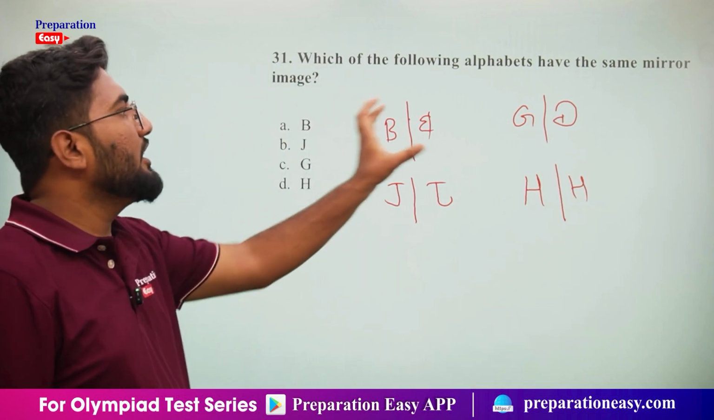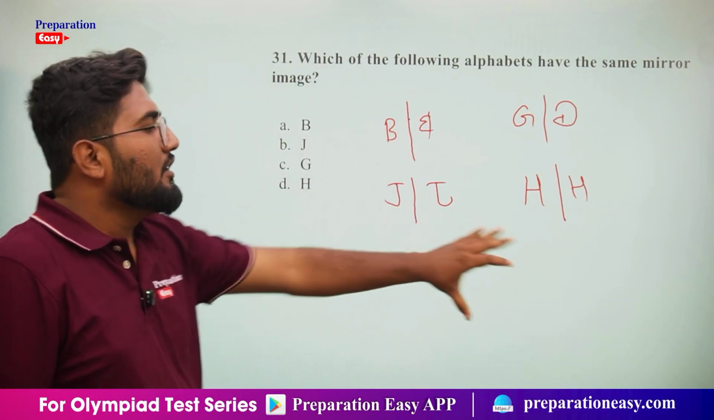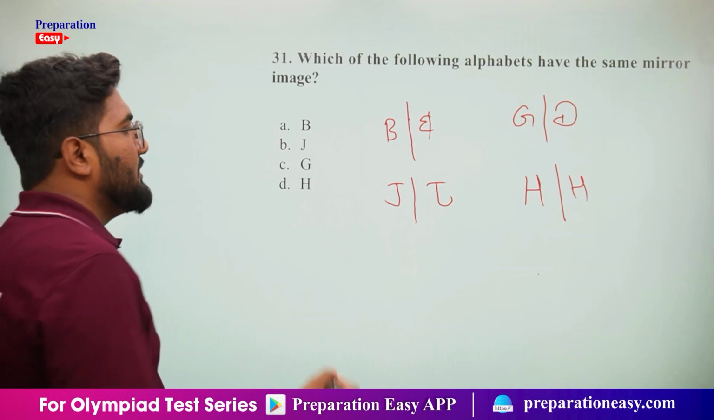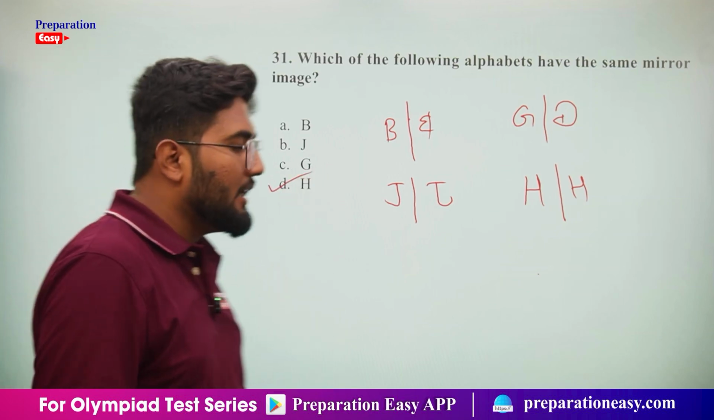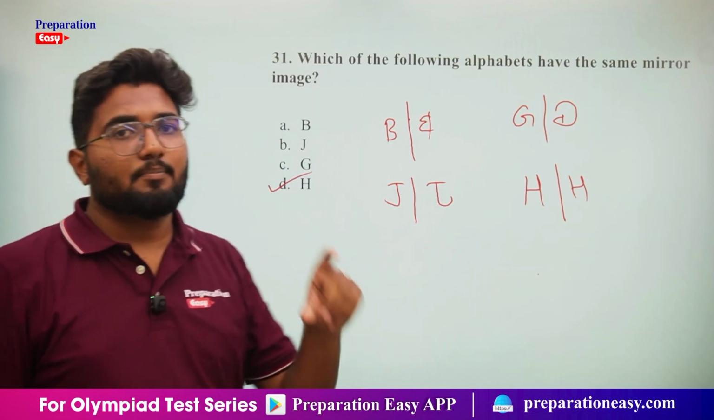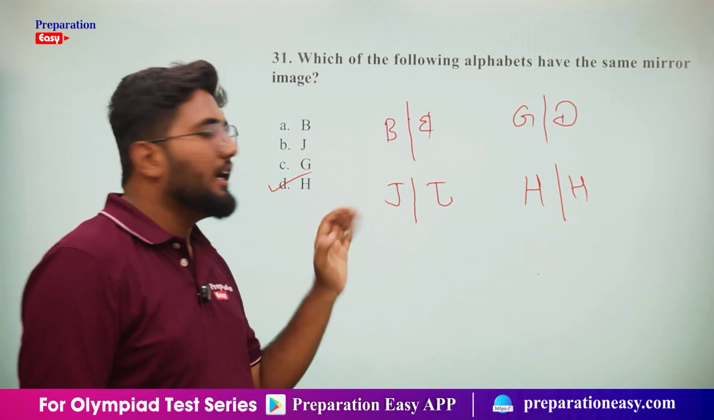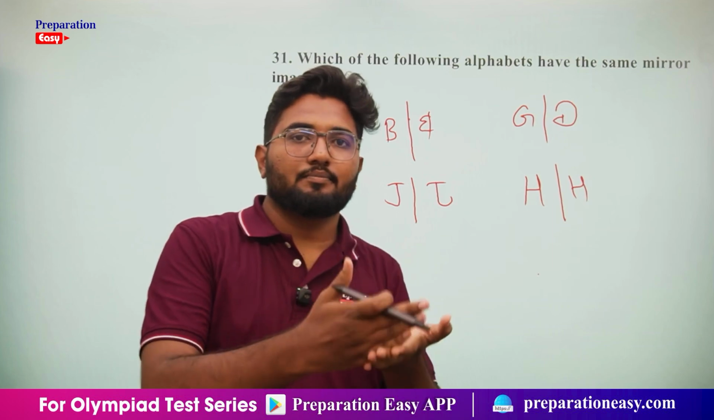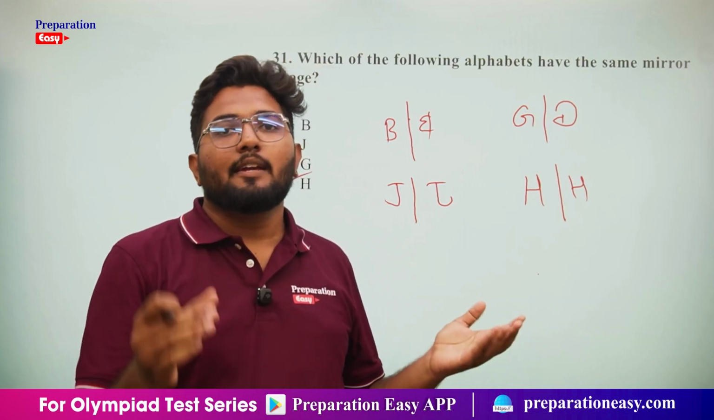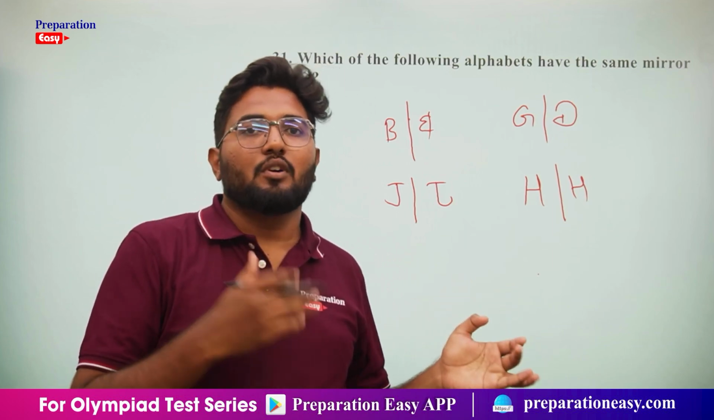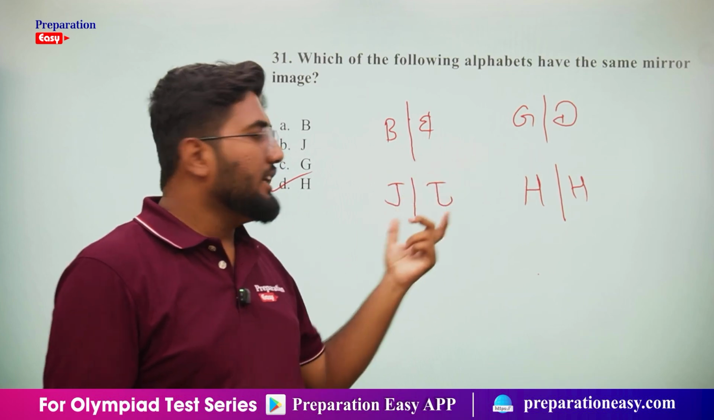So which of the following alphabets have the same mirror image? H has the same mirror image. You can try this at home by taking a small mirror, writing B, putting the mirror and checking whether the mirror image is the same or not. Same for G, J and H.